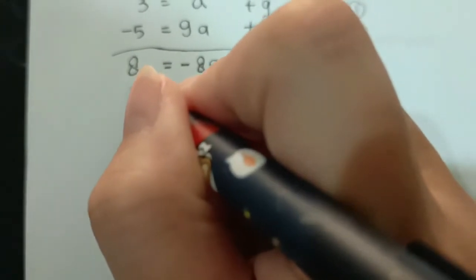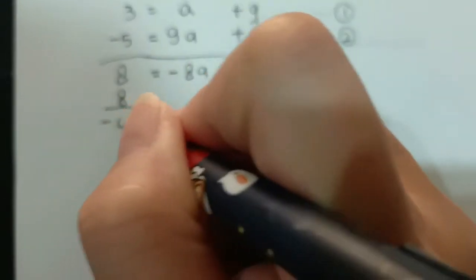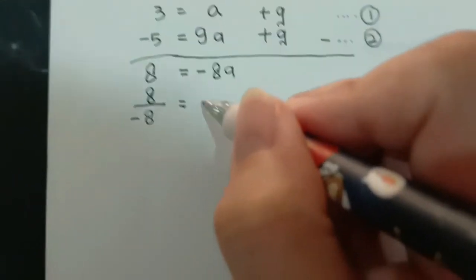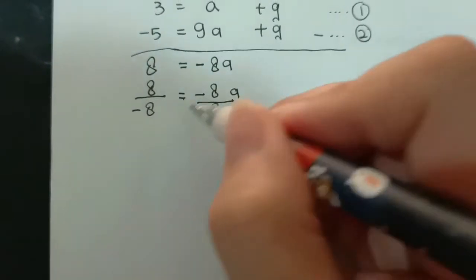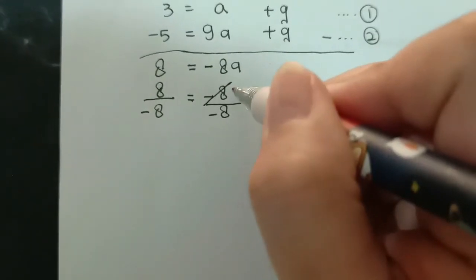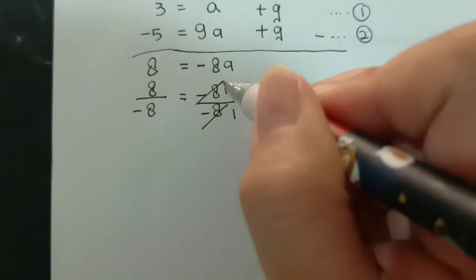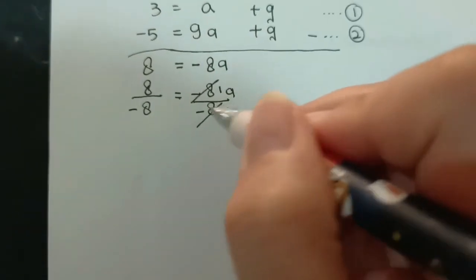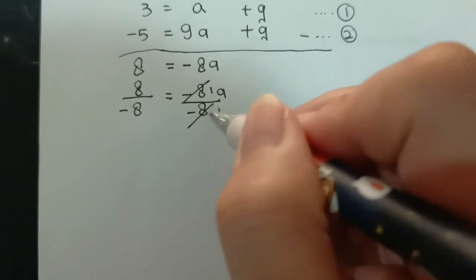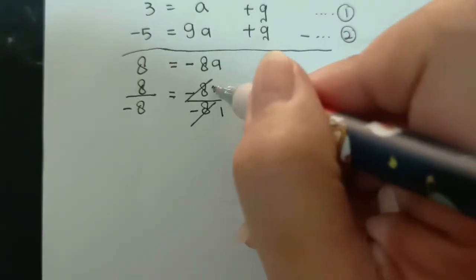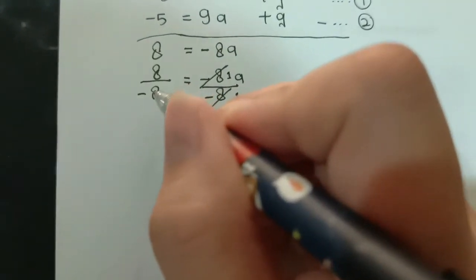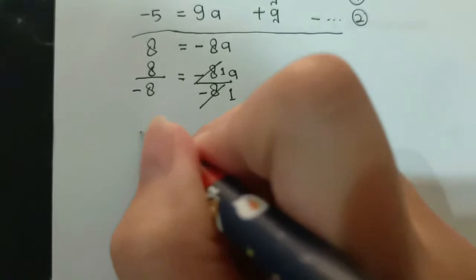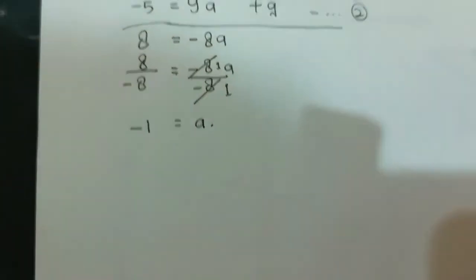So we are going to divide by −8. Divide both sides by −8, so that this one is gone. This becomes 1. −8 divided by −8 is 1. Now the other side, divided by −8, it's −1. So a = −1.